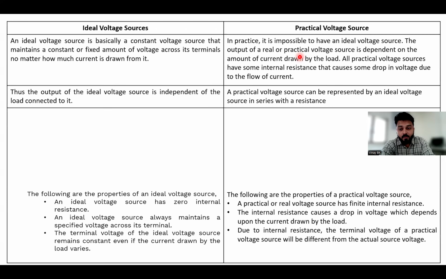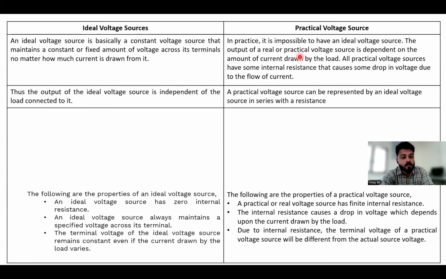And we should know the ideal voltage source, as I told. An ideal voltage source is basically a constant voltage source that maintains a constant or fixed amount of voltage across its terminals or else across the load, no matter how much current is drawn from it.